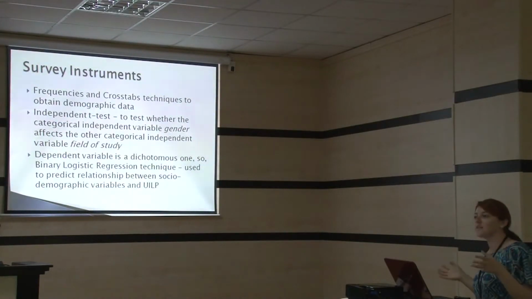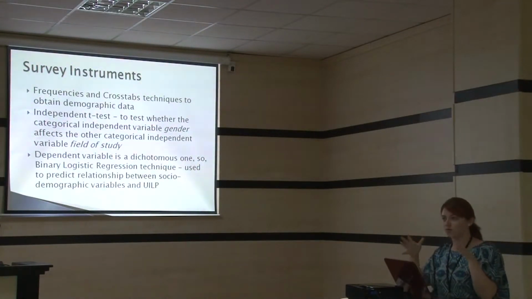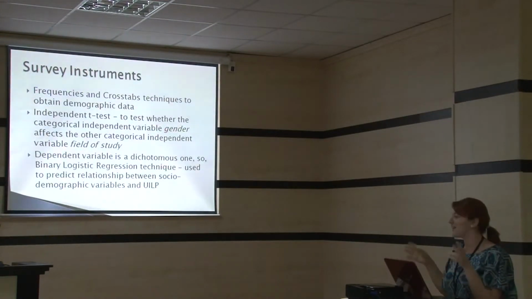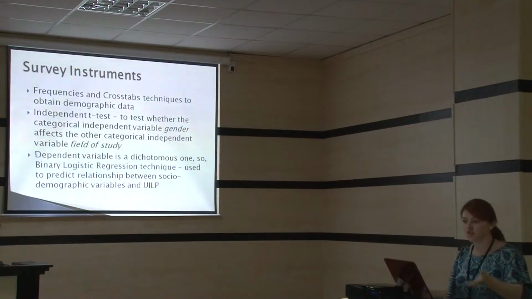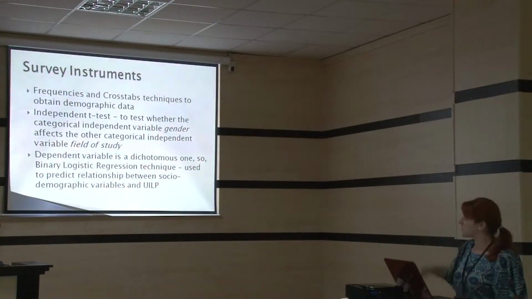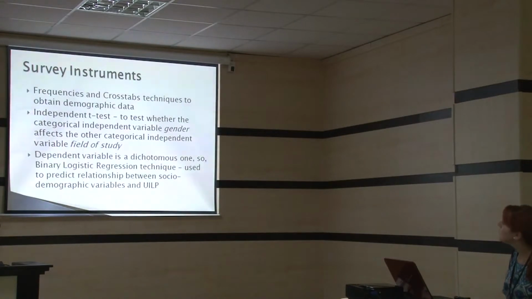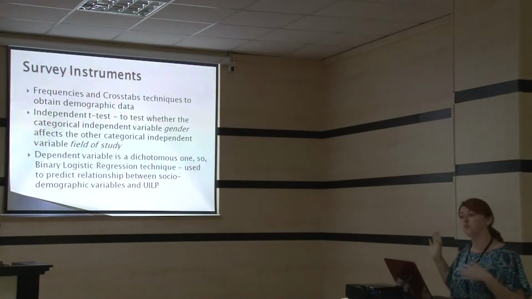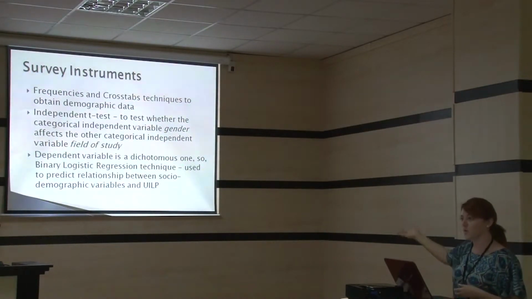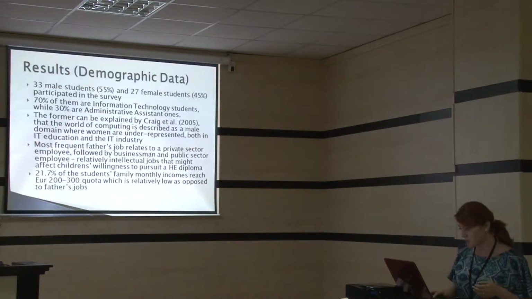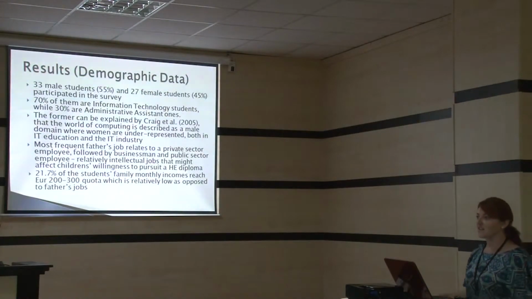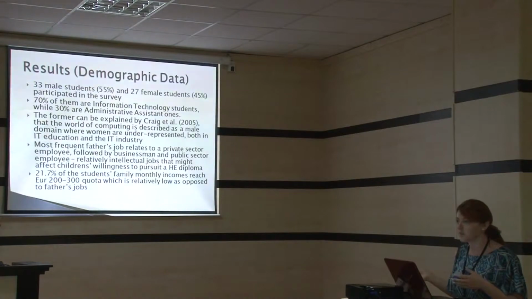Now, let's explain this. In order for an independent t-test to be implemented on some data, we need both variables to be categorical. I mean, having categories of responses presented in structured questions. After that, as we just talked about, we use the binary logistic regression technique to predict the relationship between each socio-demographic variable, the independent variables we mentioned above, and the effect they might have on use of the internet for learning purposes. So, the results that we got from the frequencies and crosstabs techniques.